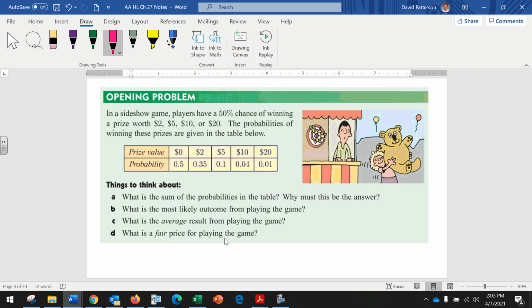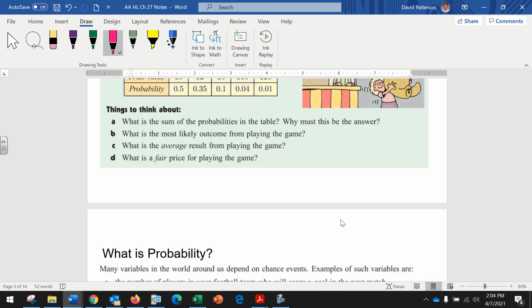And then finally, what's a fair price for playing the game? This idea of a fair price is basically if you charge exactly as much as you expect to gain in the game, then that's a fair game. Obviously, if you're running a carnival game, you're not going to run a fair game because a carnival game is meant for the runner of the game to make money. But that's generally what we're talking about in this chapter. This is an example of a discrete random variable, where we don't know what the outcome is going to be. However, we can assign probabilities to those outcomes and then do some analysis of that scenario.